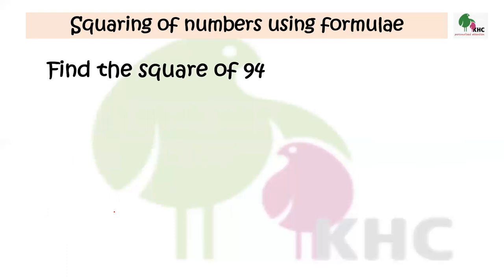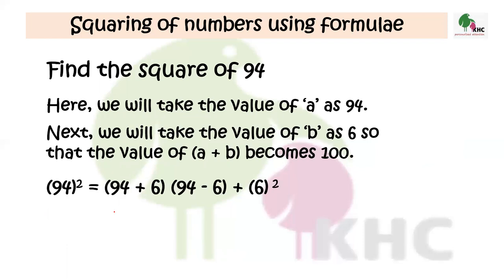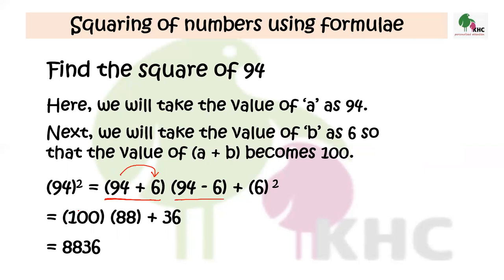To find the square of 94, we will take the value of a as 94. And now I see that 94 is close to 100. So if I take the value of b as 6, that way I'll get 100. Now multiplying by 100 is even easier. That is why I chose 6 and not 4 here, okay? So by choosing 6, we get 100 here, multiplying by 100, and here you get 88. 88 times 100 is 8800, plus 36. You got your answer.